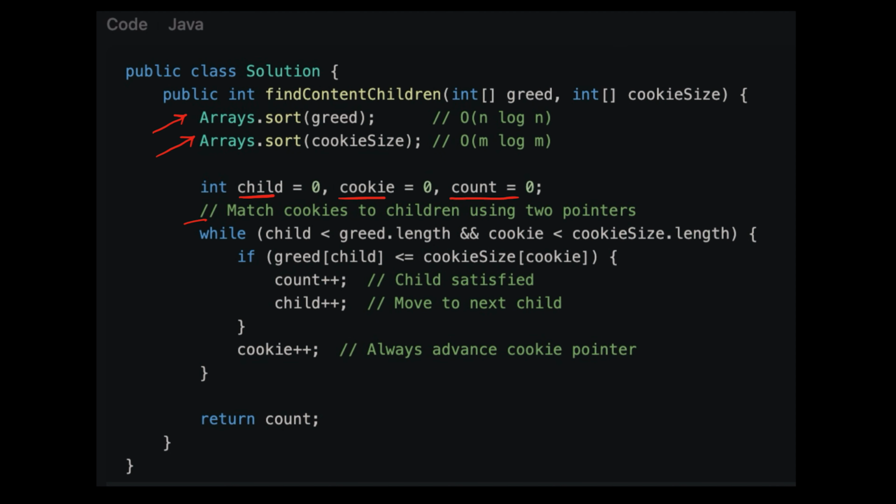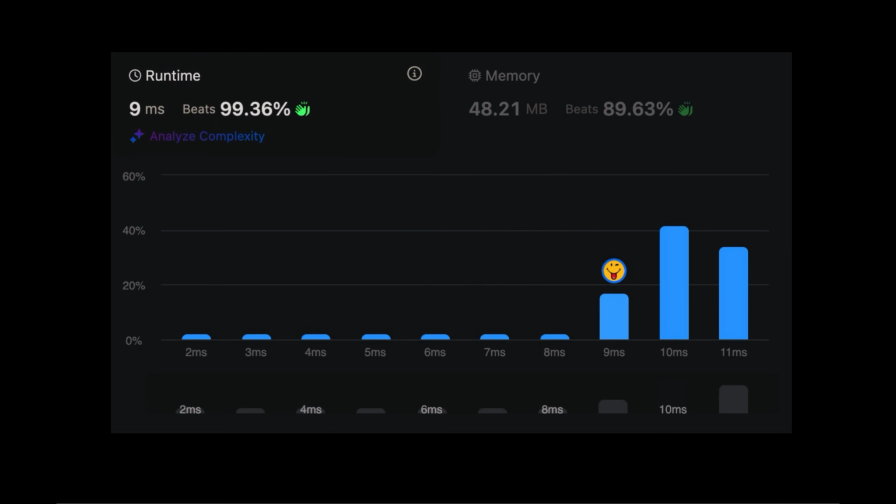After that, I'm running a while loop to iterate through all of the elements in the child and the cookie array. Inside the while loop, I'm checking if the value at child in the greed array is less than or equal to the cookie size. If yes, then I'm incrementing the count by 1 and also incrementing the child. Irrespective of the condition being met, we will always increment the cookie by 1. Once the while loop is complete, I am returning the count as our output. This code, when submitted on LeetCode, beats 99% of the submissions in terms of runtime and nearly 90% in terms of memory.